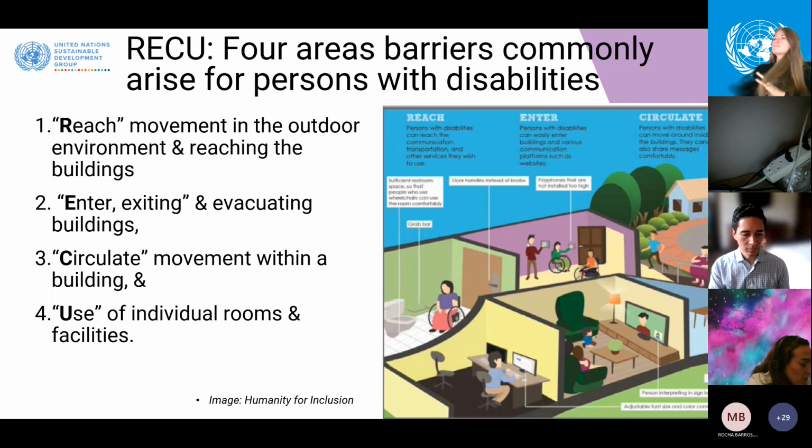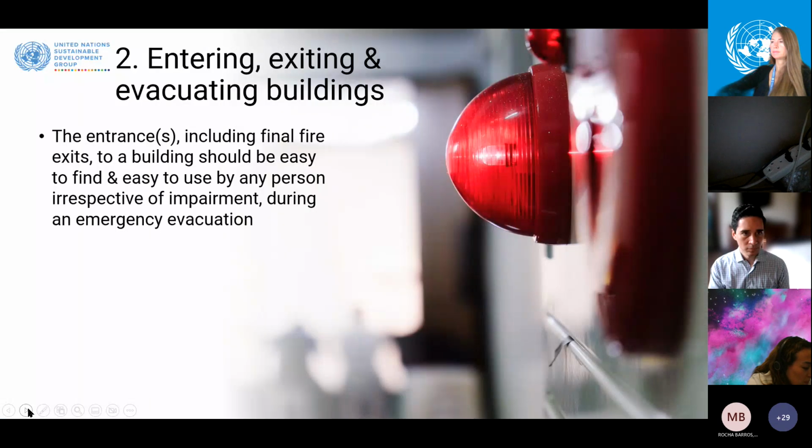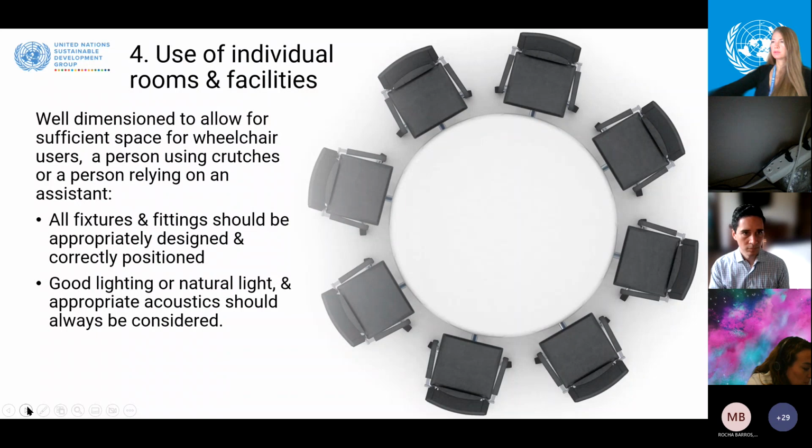Now, the next slide shows a very important concept, which is the physical accessibility levels that were created by UNICEF. There are three levels: level A, which is moderate accessibility; level AA, which is good accessibility; and level triple A, which is high accessibility.